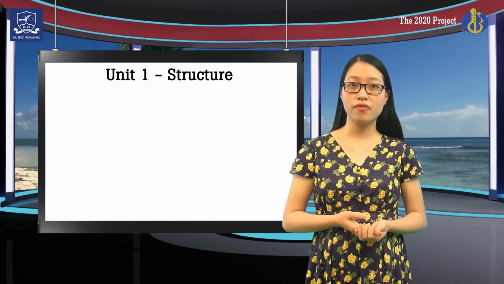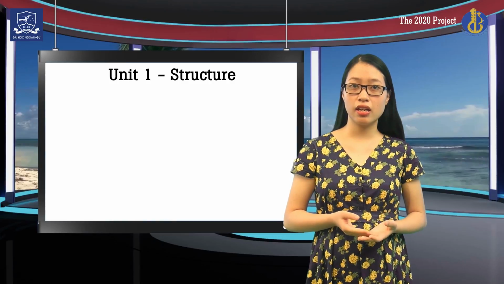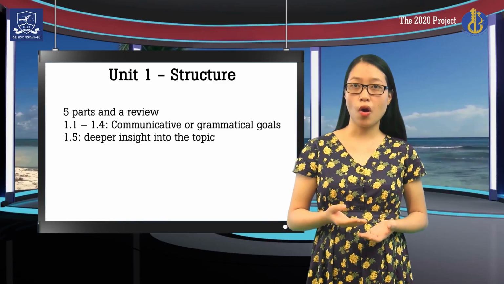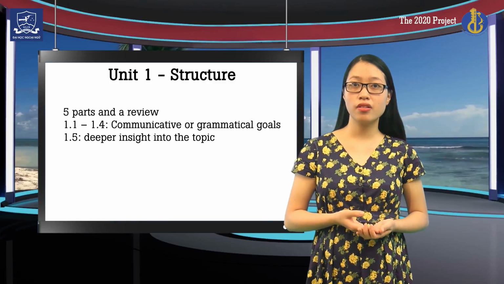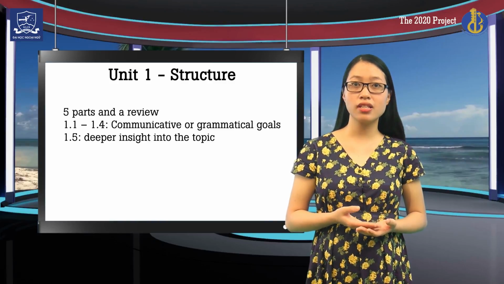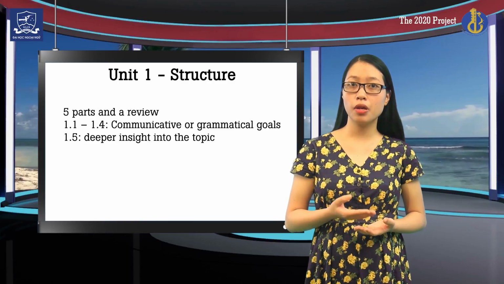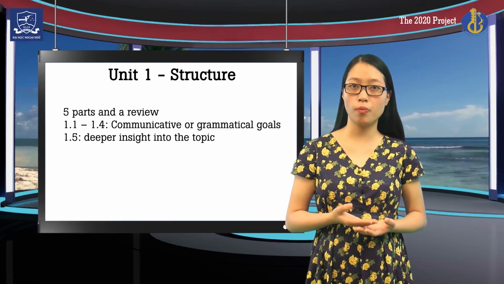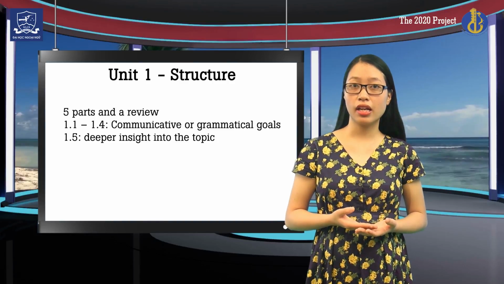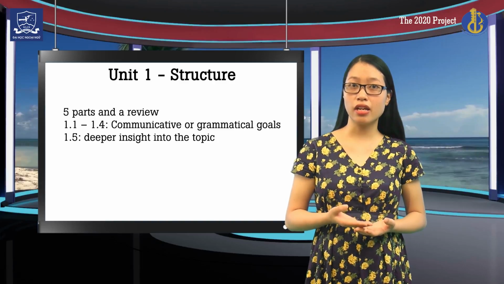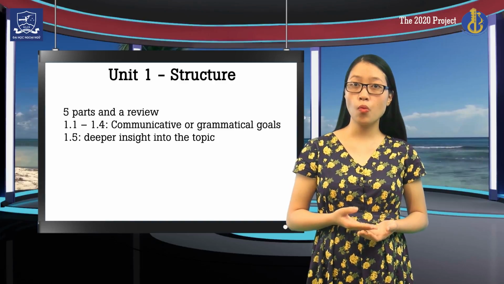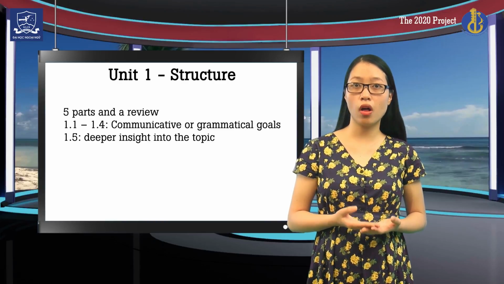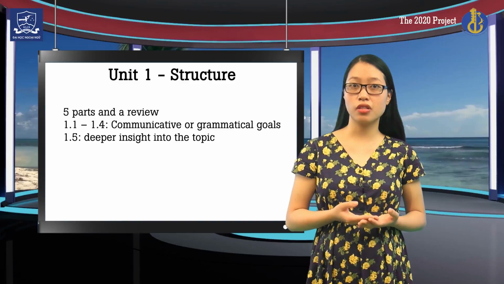Now we look at Unit 1 of this book. Clearly, it is divided into five parts and a review at the end. With each part from 1.1 to 1.4, the goals are set and stated right at the beginning, which can be communicative, like talk about conversation in different cultures in Section 1.1, or grammatical, like use different question types in Section 1.1. Part 1.5 provides learners with an opportunity to learn more about the world and have a deeper insight into the topic.